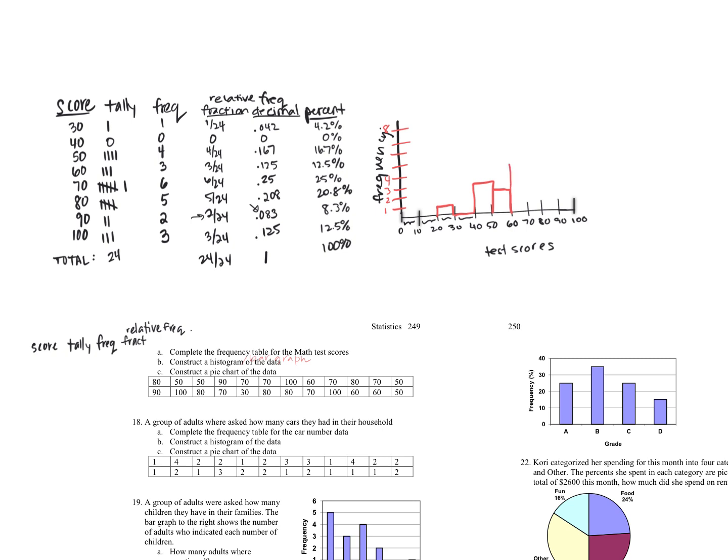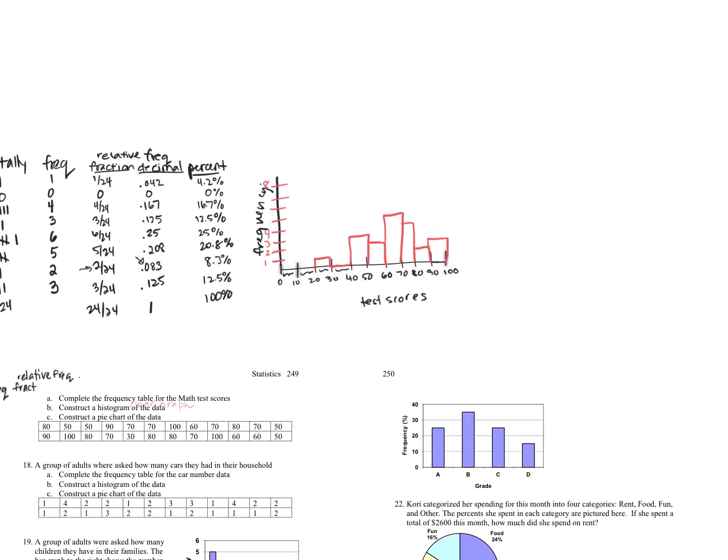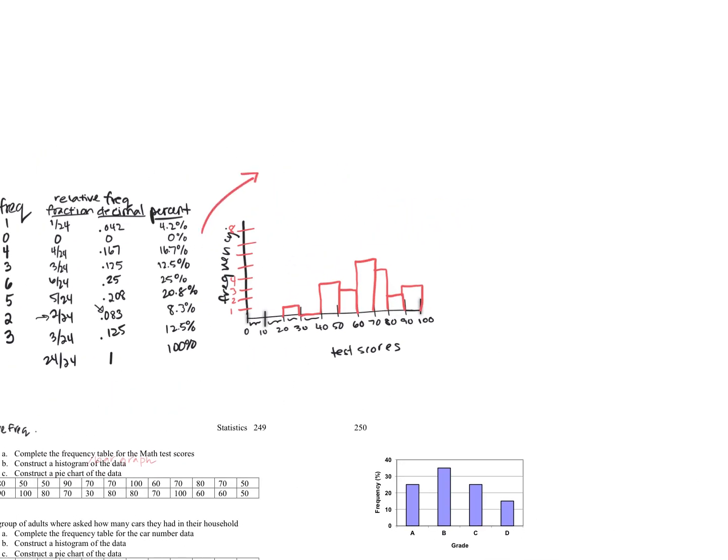At 80, we were back to 5. At 90, we had 2. And at 100, we had 3. So there's a picture of my bar graph. And then for my pie chart, because we have the percent, that's more of what I look at for my pie. I'm going to draw that first.